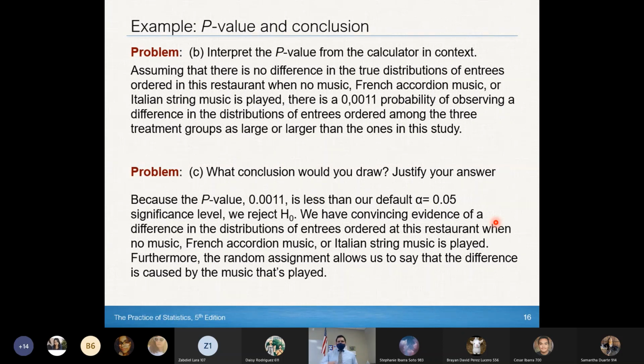Okay, so we can say a little bit extra there because we used random assignment, and that allows us to do a certain type of inference. Is there any question about the difference between interpreting a p-value and then writing a conclusion based on a p-value?